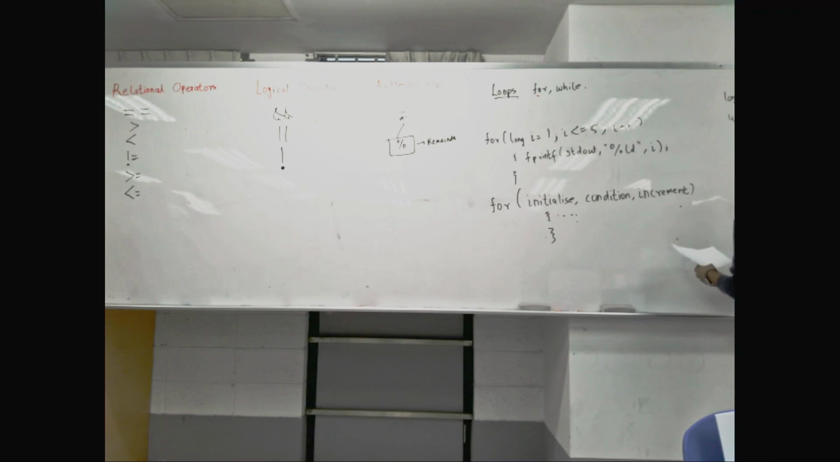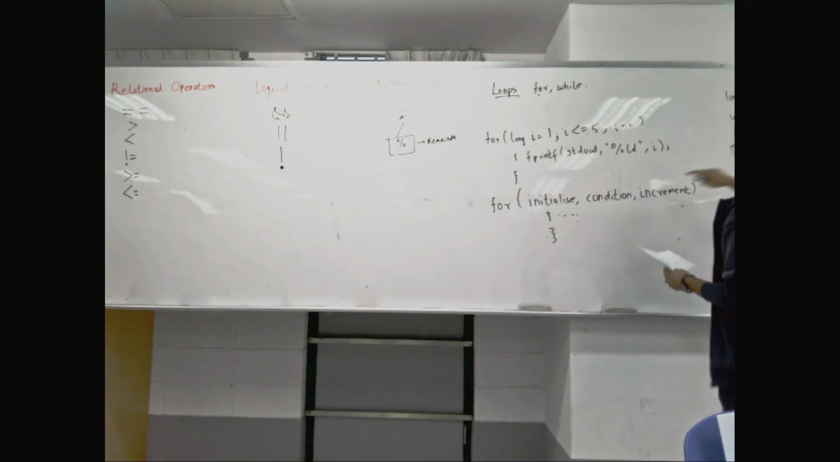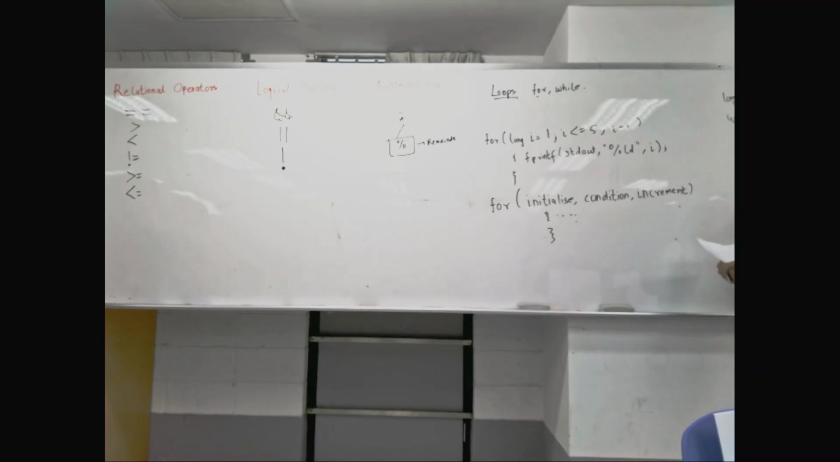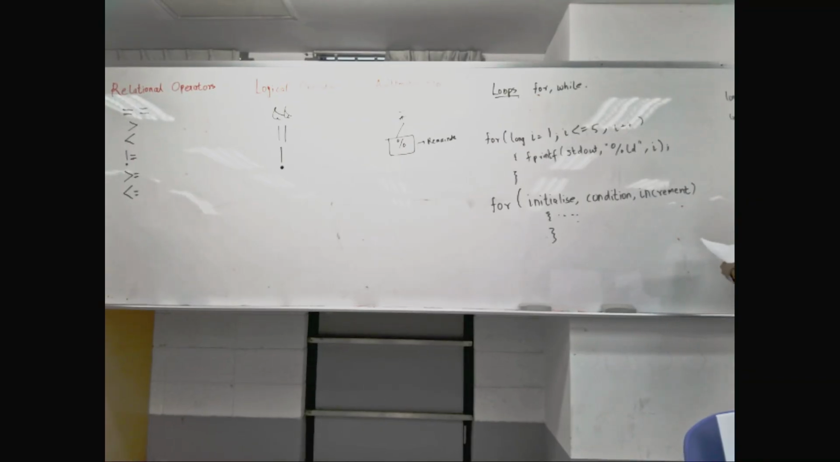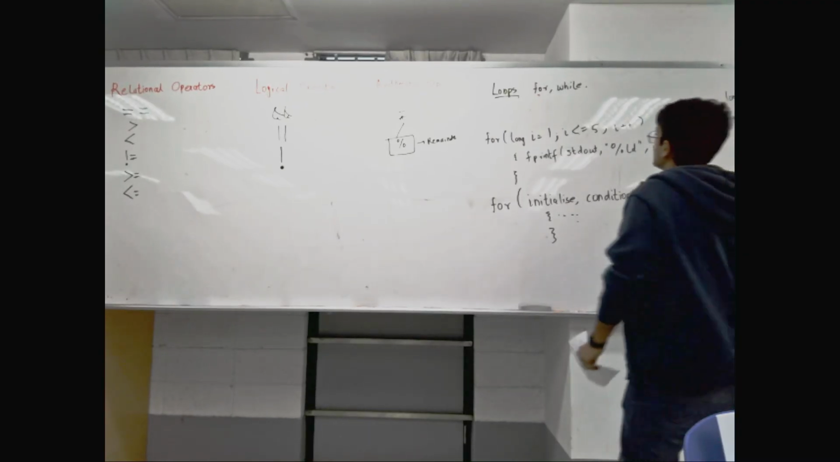For while, if we were to change this code into while, we would do the initialization first. Then we would put the condition in the while. And inside the loop, we would do something, and then we would do the increment. Okay, so it's similar.